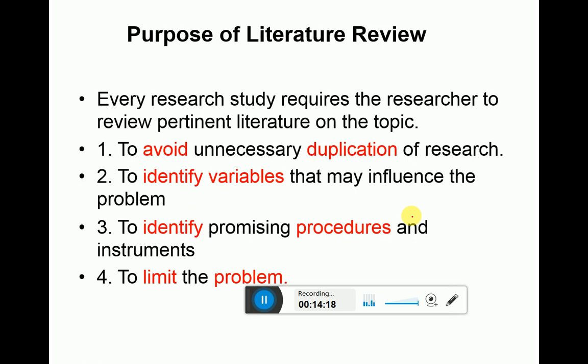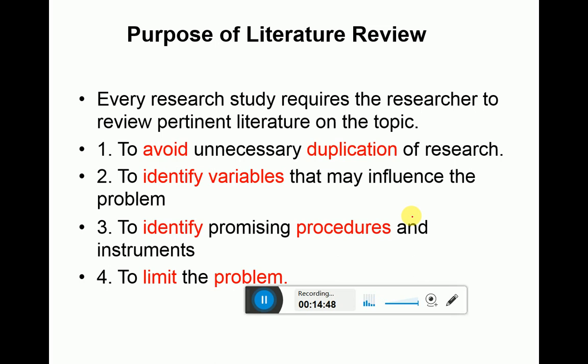So what is literature review? Already we have discussed it in detail: the review is the study of the literature relevant to the researcher's interest or the research. Every research study requires the researcher to review pertinent literature on the topic. The purpose is to avoid unnecessary duplication of research.